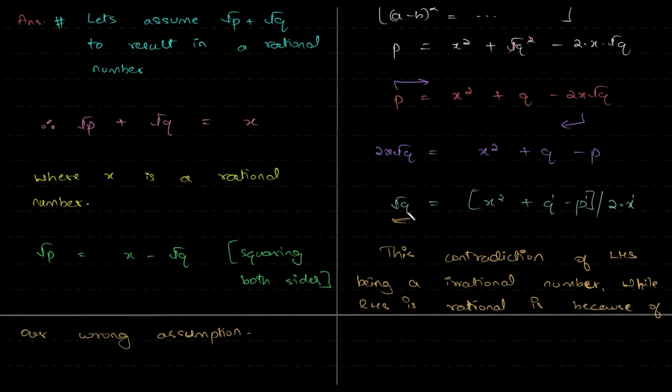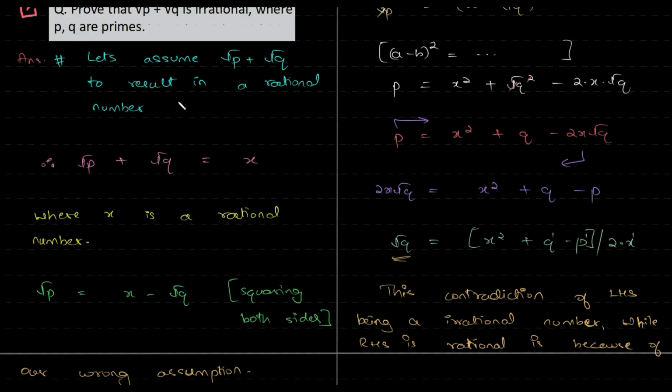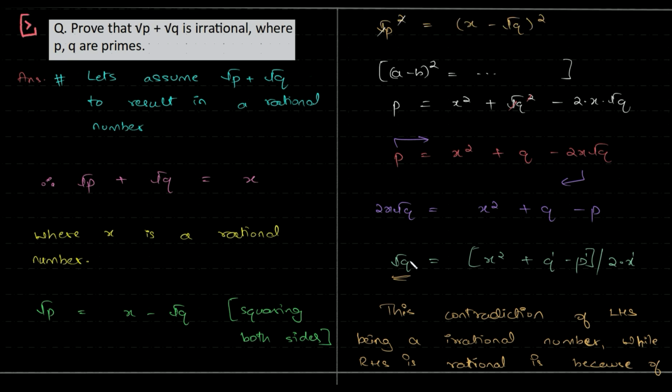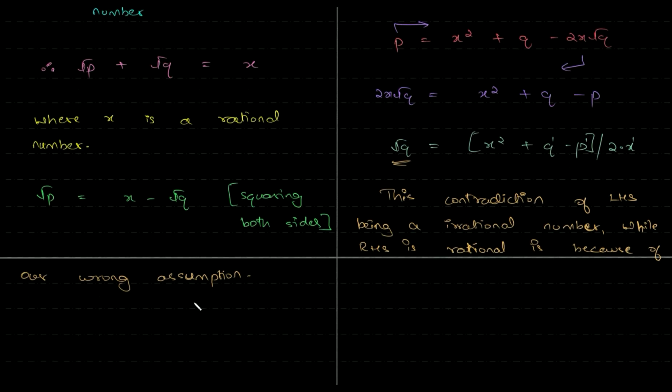Why? Q is a prime number, is it not? Q is a prime number. Root of prime numbers is always what? Irrational. Is it not? Root of 7 is irrational. Root of 13 is irrational. So we have an irrational number being equal to a rational number. How is this possible? How is it that we ended up with such a scenario? Because our assumption was wrong. And so, therefore, root p plus root q is irrational.